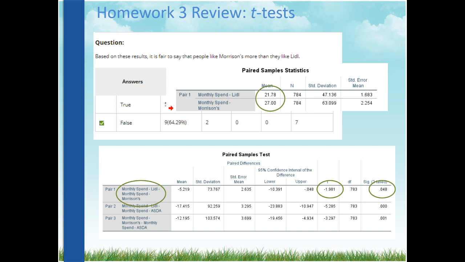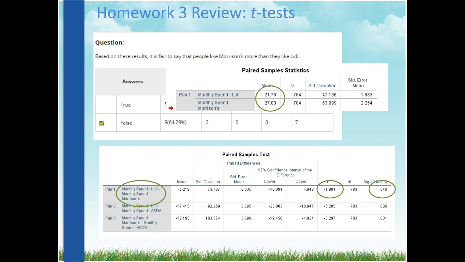Does it mean though that they like it? That's not actually measured in this particular response. So the reason that it's false is that we're only looking at how much do they spend. Alternatively, if you can offer an alternative explanation, why might people spend more at Morrison's? Well, they might spend more because it's more expensive, or because it's closer to them. There's a whole host of reasons why people might spend more at a particular grocery store that haven't got anything to do with liking the grocery store.